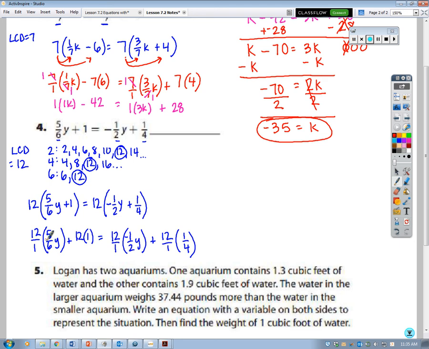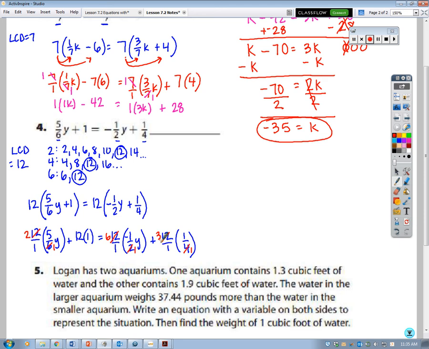So I'm going to look for common factors that will allow me to cross-cancel. 12 and 6 have a common factor of 6, so 6 goes into 6 once, 6 goes into 12 twice. Don't need to simplify here. Looking for common factors, these are obviously as simple as it gets. 12 and 2 have a common factor of 2. 2 goes into 2 once. 2 goes into 12 6 times. And then moving on, looking for common factors, I've got 12 and 4. 4 is a factor of both. 4 goes into 4 once. 4 goes into 12 3 times.